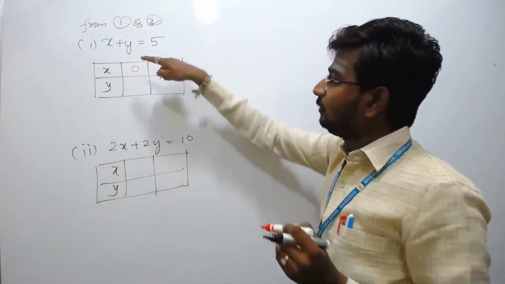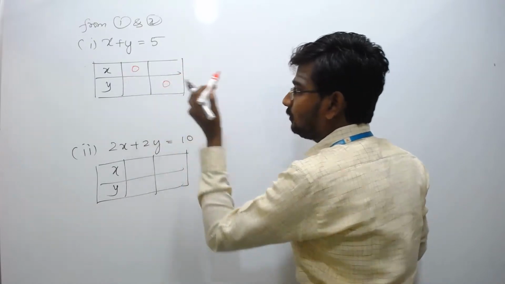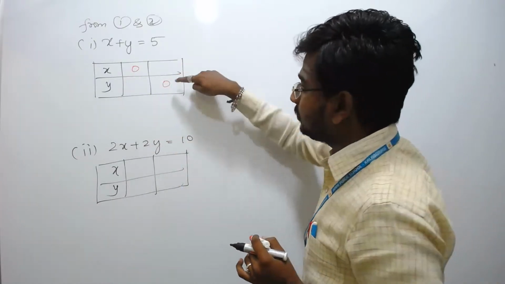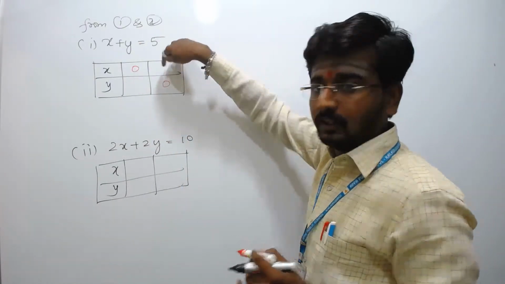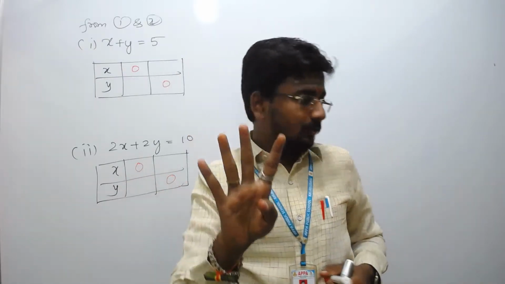Now what I'm going to do is, try everyone. First substitute x equal to 0. Tell me what is the value of y. Then after that, substitute y as 0. Tell me what is the value of x. Similarly, even here. So totally 4 times you will solve.